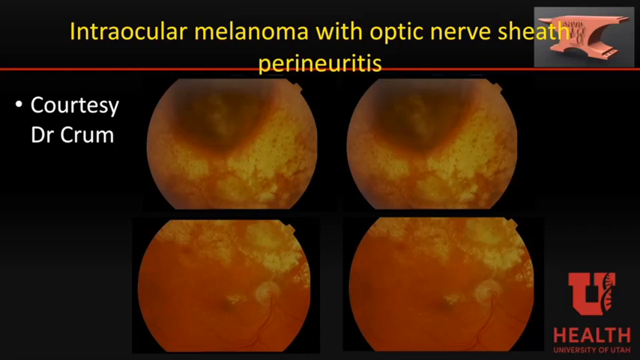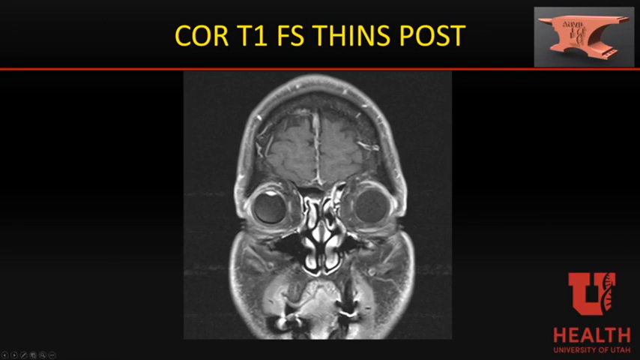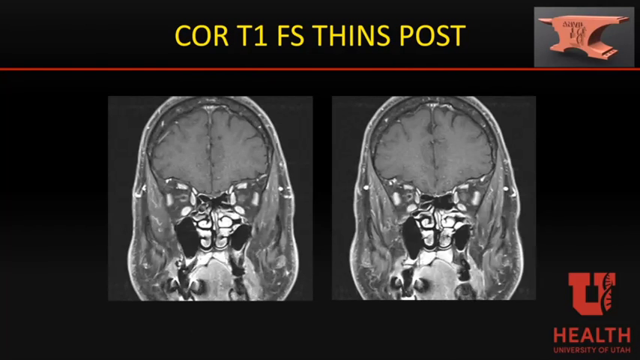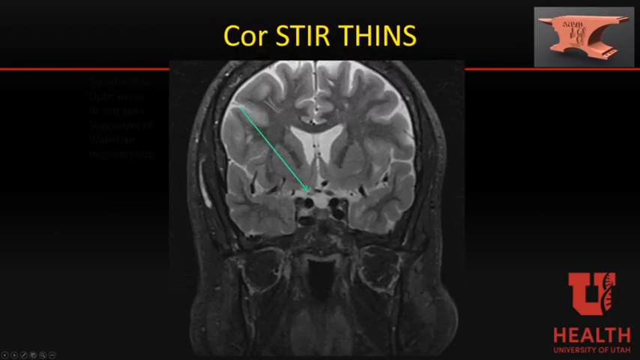Here's another case. This is an intraocular melanoma, and this had an unusual finding of optic nerve sheath perineuritis. So here's the intraocular melanoma, and if we follow it back posteriorly, there's optic nerve sheath perineuritis extending posteriorly all the way back to the orbital apex. Patient had related optic nerve atrophy. Here's that T2 hyperintense prechiasmatic segment.